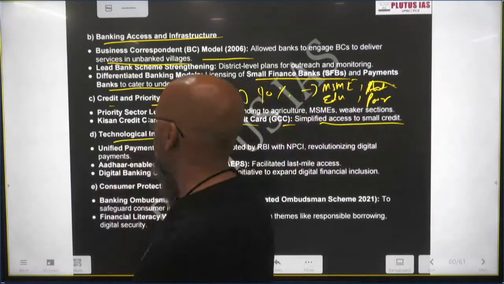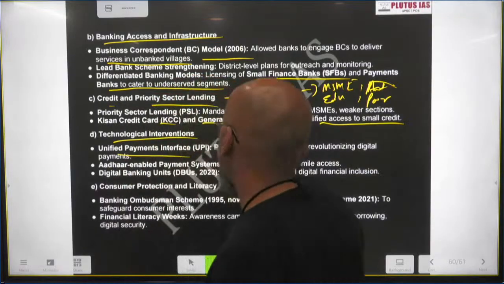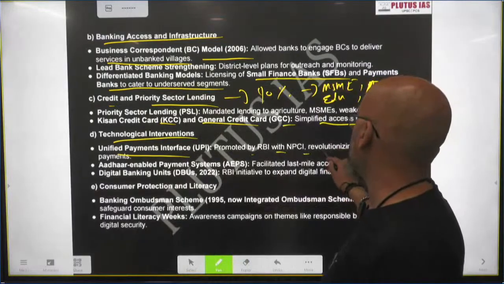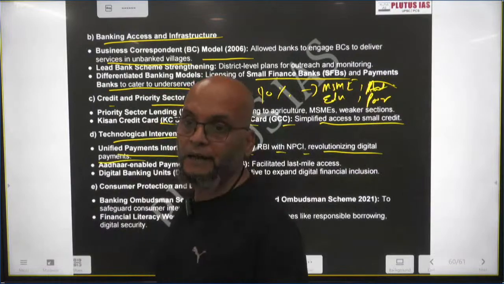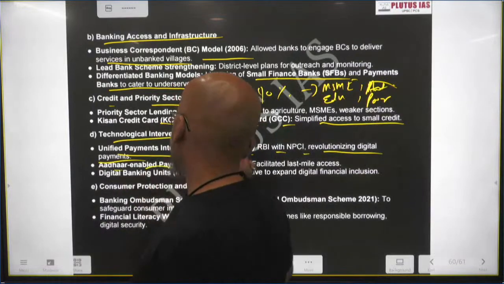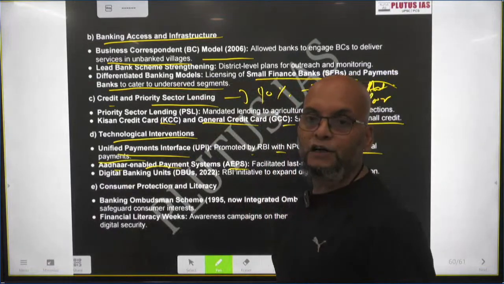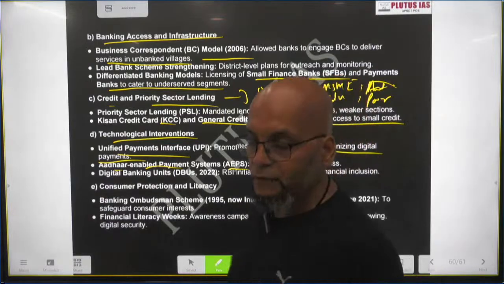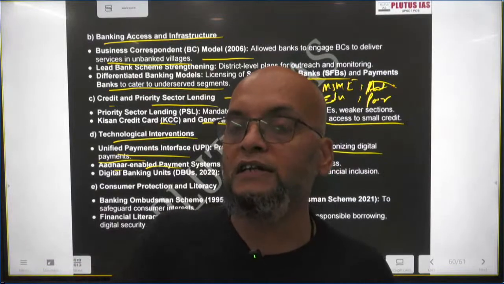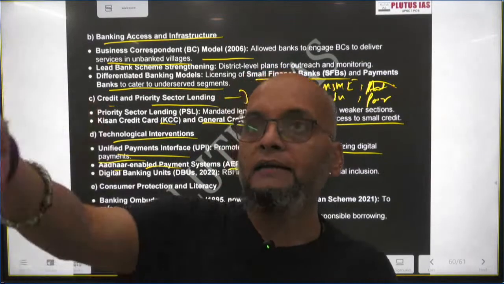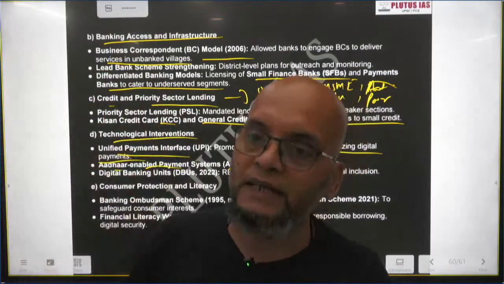Then technological interventions. UPI, Unified Payments Interface, promoted by RBI with NPCI, revolutionizing digital payment. Now even an auto rickshaw driver has UPI. Aadhaar Enabled Payment System, AEPS. With your Aadhaar, you can get the payment. There are many stores. You can go to that store, give your Aadhaar number, account number, and they will just ask for a signature, and the amount that you withdraw from your bank account can be withdrawn from there.